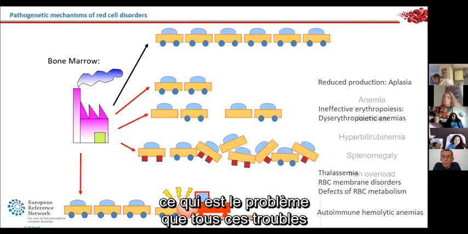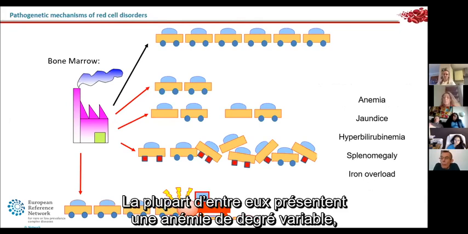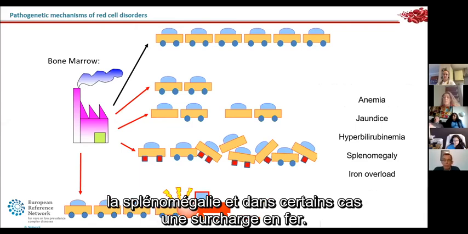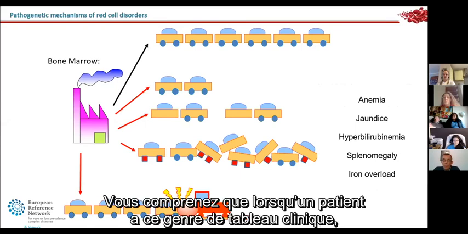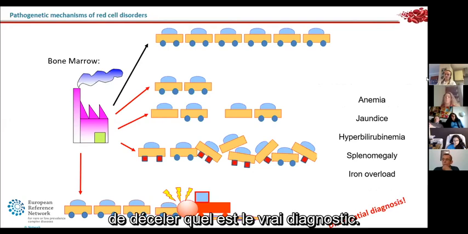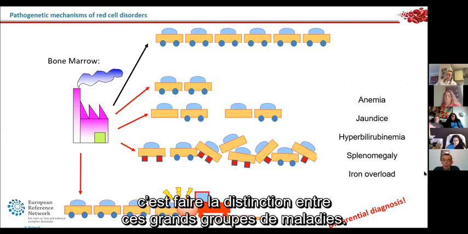Which is the problem? That all these disorders have the same clinical picture. So most of them display anemia of variable degree, jaundice, hyperbilirubinemia, splenomegaly, and in some cases iron overload. So you understand that when a patient has this kind of clinical picture, it's very difficult to find the true diagnosis. So the challenge of the diagnosis in CDA, together with the rarity of this disorder, is to discriminate among this large group of disorders.